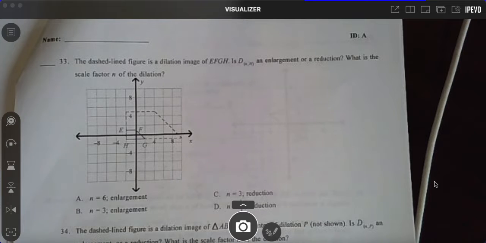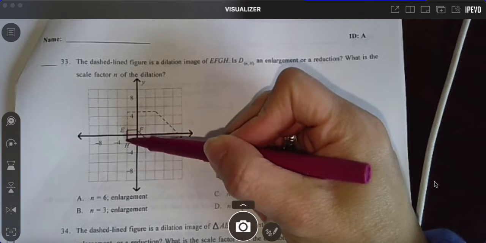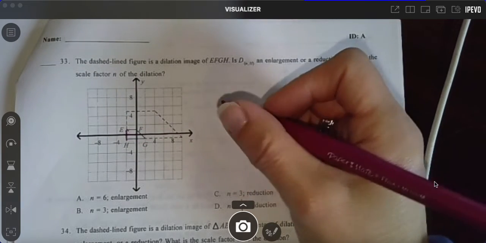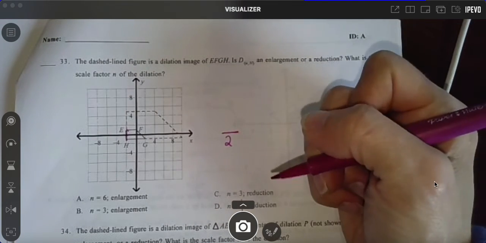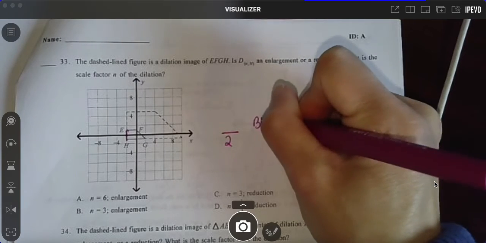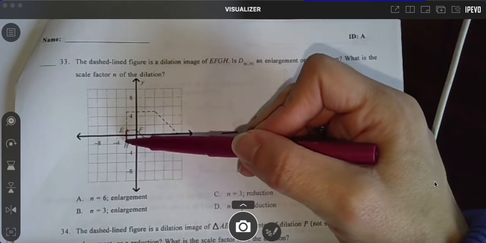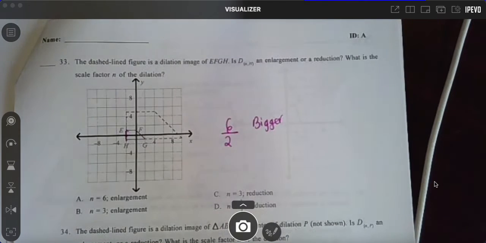But let's write it out and see. What is our distance here for our little shape? You're counting by 2s, so it's 1, 2, okay? So if it got bigger, I'm putting my bigger number on top, smaller number on bottom. What's the bigger object? 1, 2, 3, 4, 5, 6. So it's 6 over 2. What is 6 over 2? It's only 3 times bigger, okay? So it's B. Does that make sense?